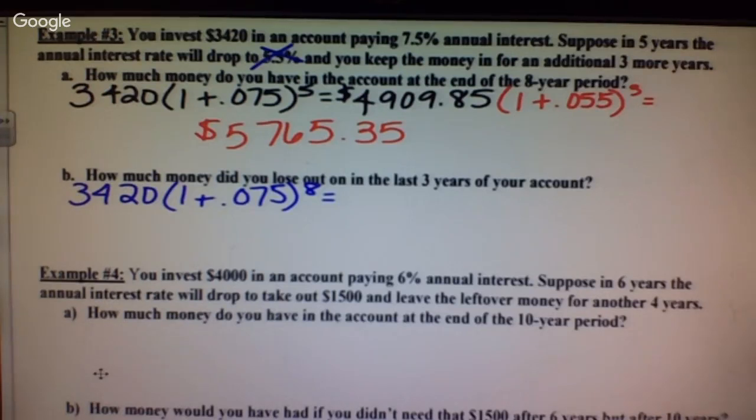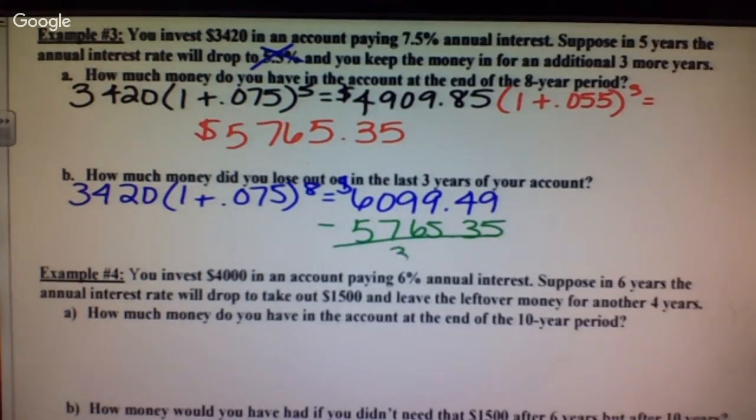609949. So I should have made $6,099.49. But be careful, they say how much money did you lose out on? Subtract. So we've got to subtract. $330.14, still money gone.